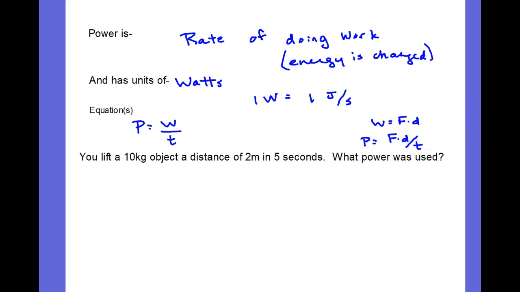But I want you to notice what we've got here. See this little bit right there? Distance over time. Well, that's a velocity. So that is equal to force times velocity. And that's a handy-dandy little formula to be aware of.